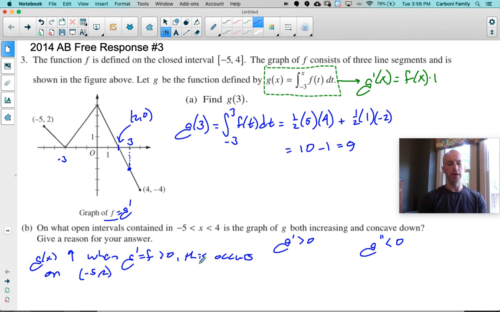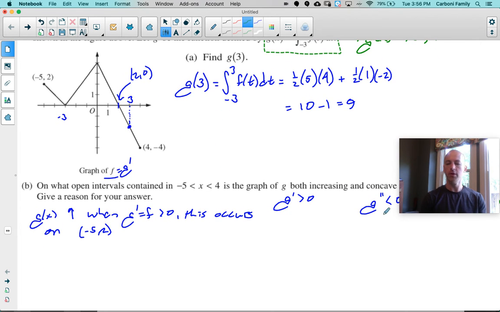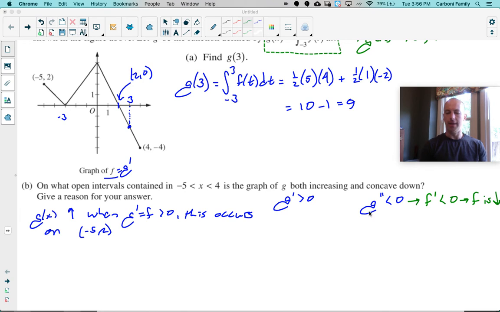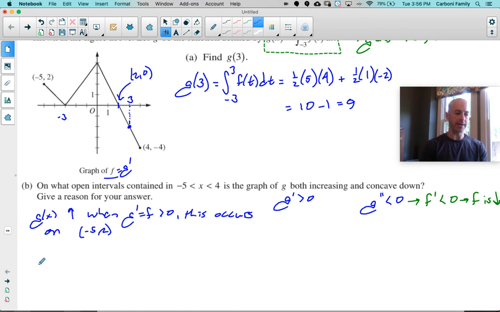And then g double prime is going to be the same thing as f prime. And so if f prime is negative, that means that f is decreasing. Okay, so that's going to be my other thought process. See if I can scroll this up a little bit. There we go. Okay. So now g is concave down.